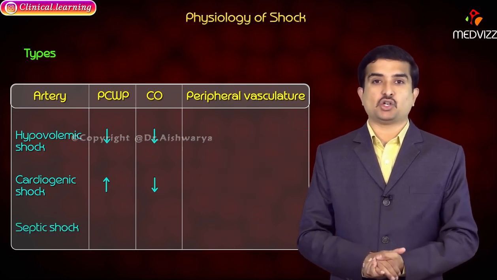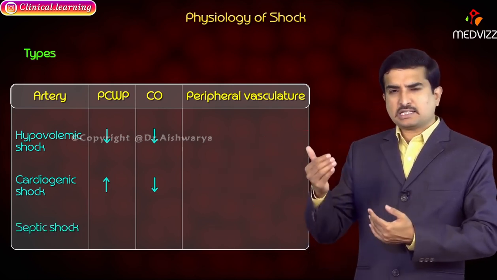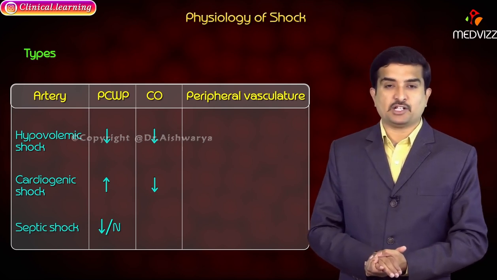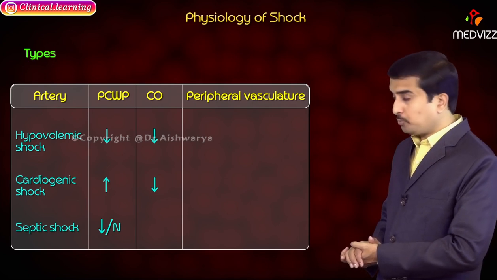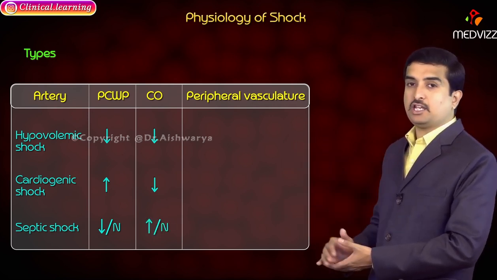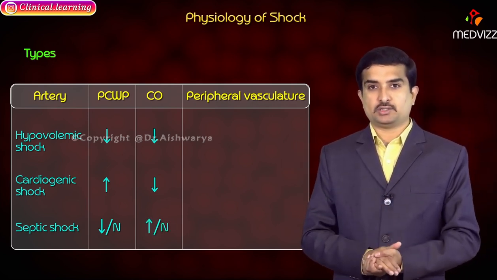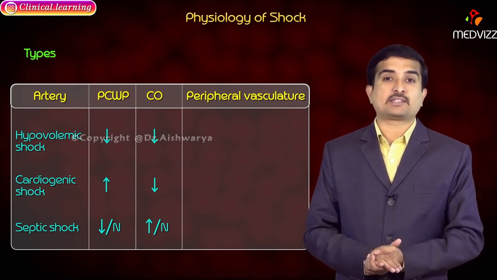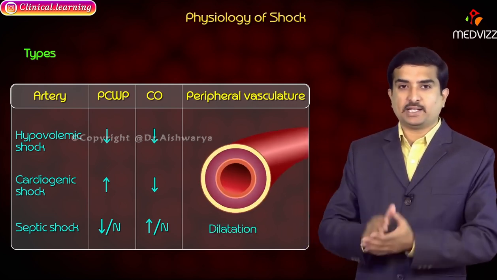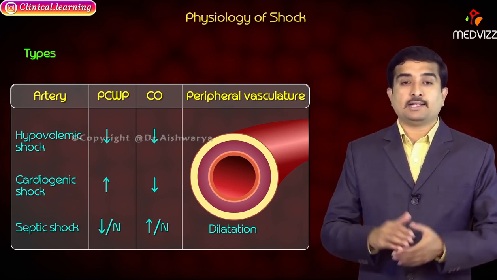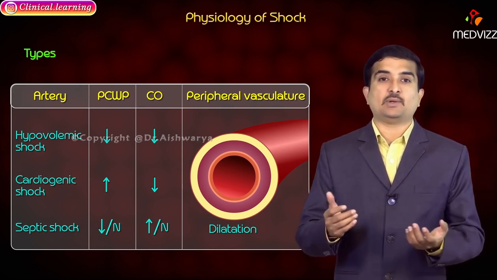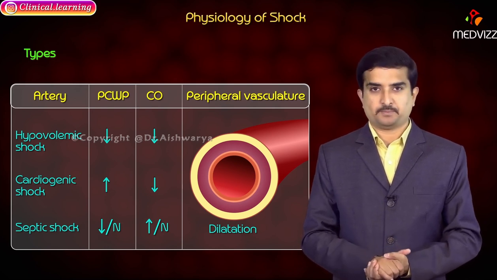But in septic shock, there will be a slight decrease in the pulmonary capillary wedge pressure, or it may be normal, and cardiac output also may be slightly increased or normal. And the peripheral vasculature undergoes vasodilation during septic shock. And this is about shock as well as its physiological application.